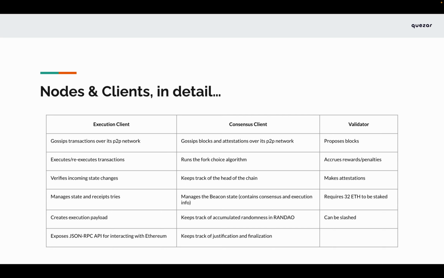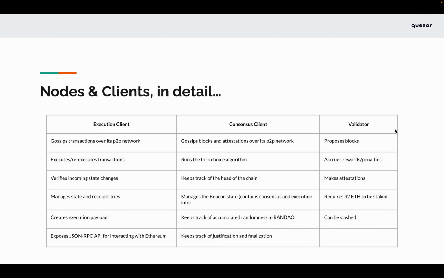Then we have the consensus client. The consensus client gossips blocks and attestations over its P2P network. It runs the fork choice algorithm in case of conflicting blocks, and it keeps track of the head of the chain. The consensus client also manages the beacon state, and it keeps track of accumulated randomness in RANDAO. RANDAO is basically an algorithm that decides which user would be picked to create, produce, and add blocks to the network. And it also keeps track of justification and finalization of the blocks.